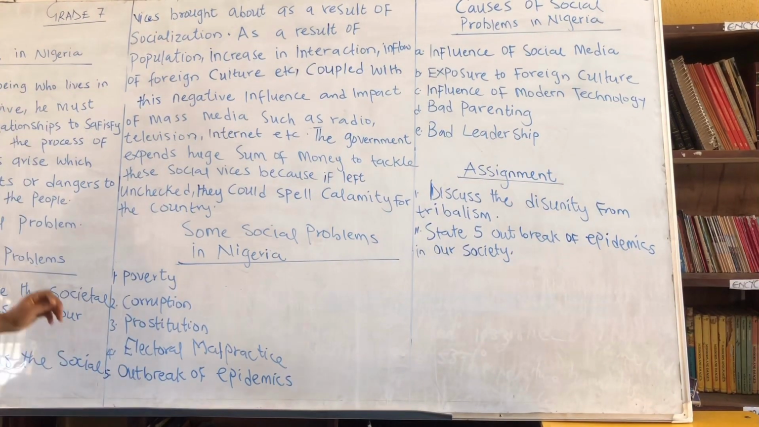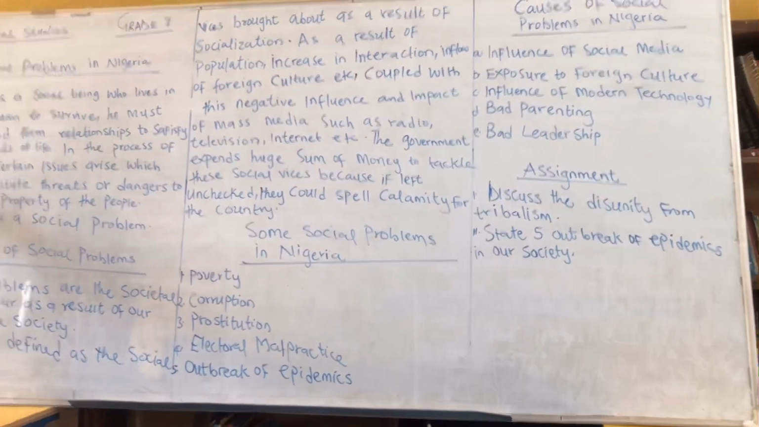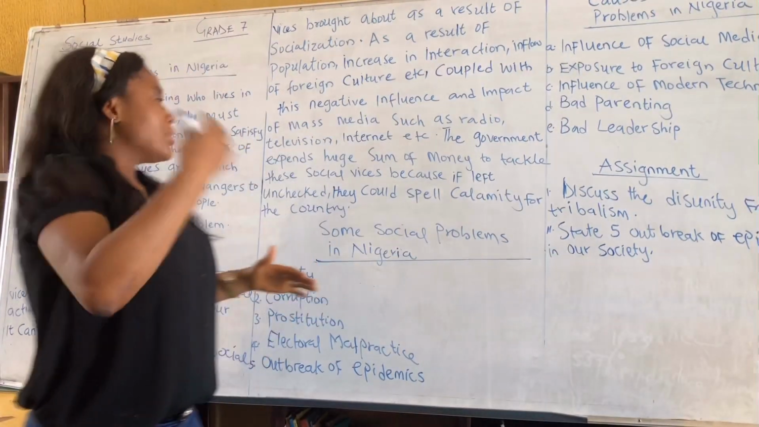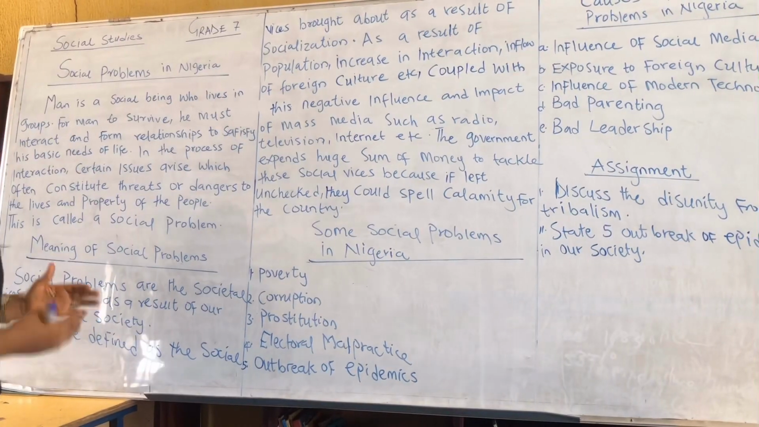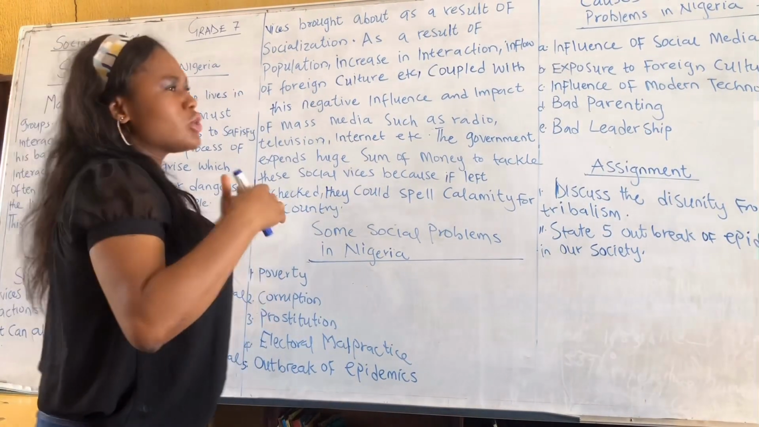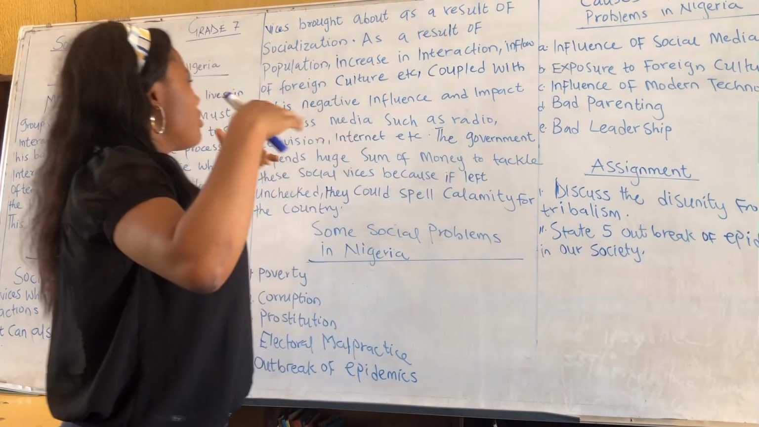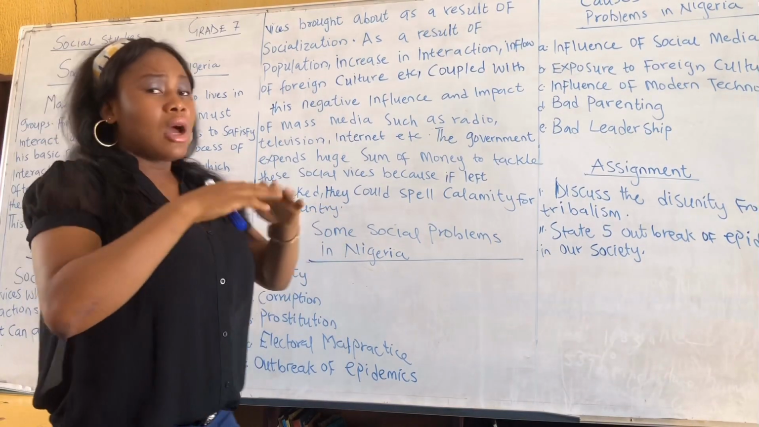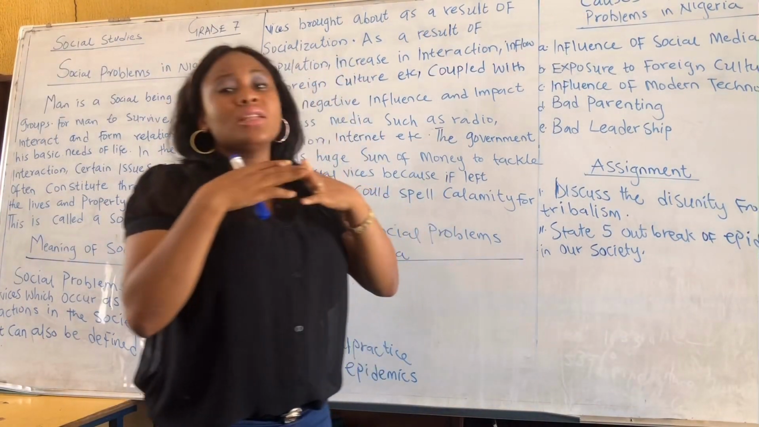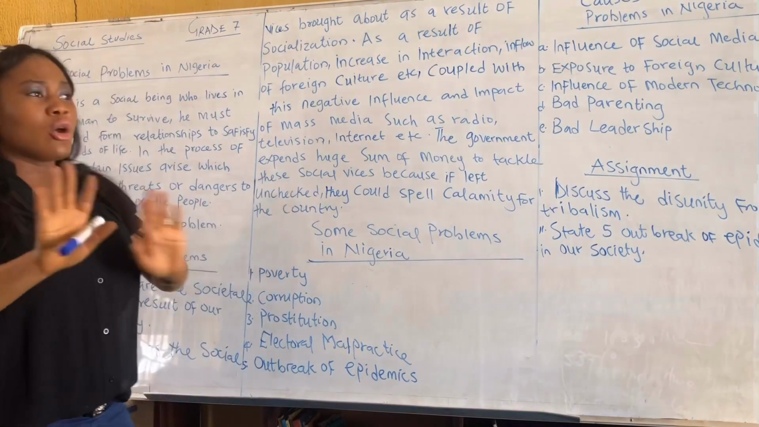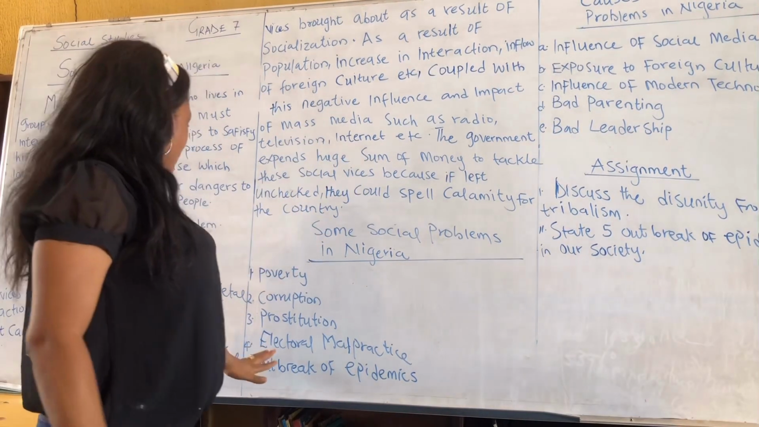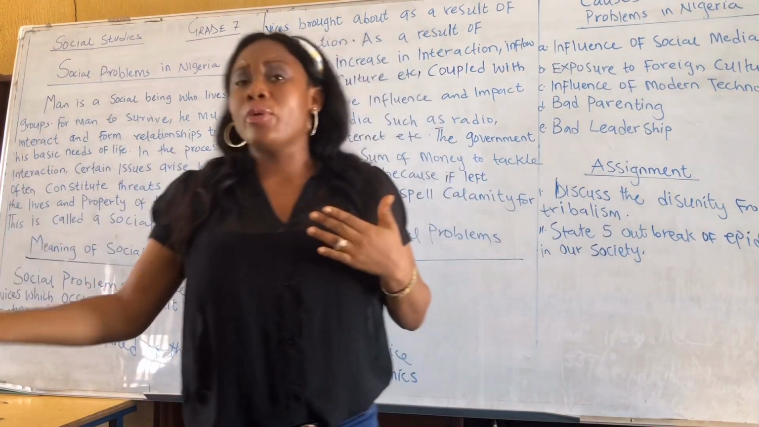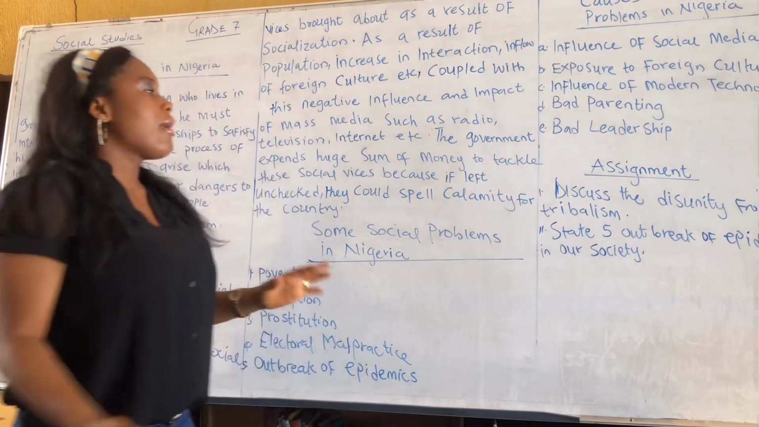In conclusion, we said that social problems in Nigeria have to do with the interaction between man and his environment. I'm talking about poverty, the use of mass media, the use of radio, internet, which can lead to social problems in our country and can lead to danger to our economy. Then we looked at the pandemic, that is the outbreak of epidemics in our country, like Ebola, Lassa fever, coronavirus.